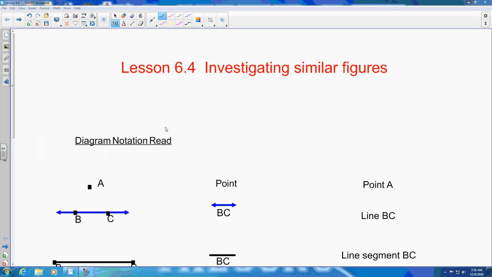All right, we are in section 6.4, where we are going to investigate similar figures. When we get into shapes and figures of most kinds, we are now diving into the introduction to geometry, trying to figure out shape definition and how it's represented as they're shown.